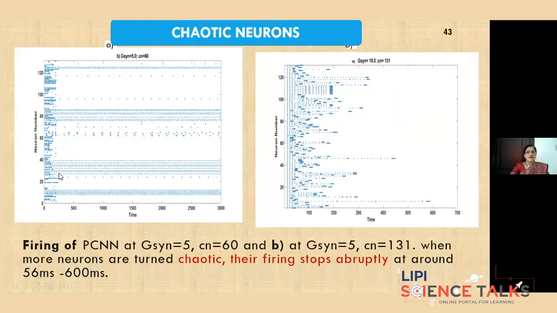And more interesting is that when we made all the neurons chaotic, in that case all of them stopped firing after a certain time. At around 600 milliseconds, all of them stopped firing.